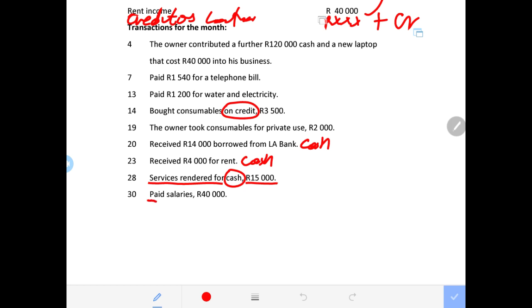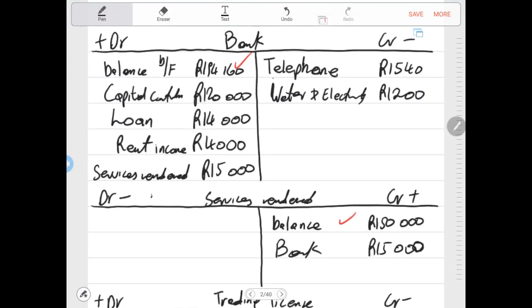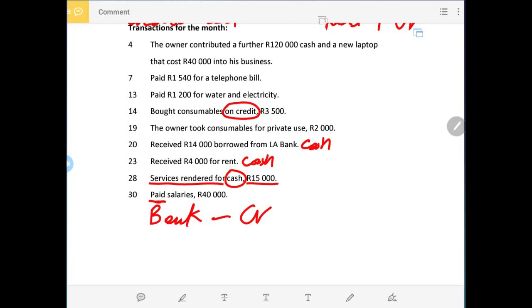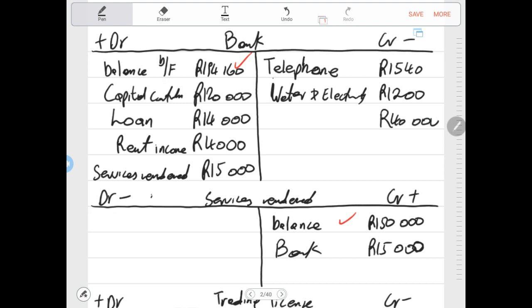Last transaction, we paid. If you pay, guys, you pay. If you pay, that means bank is decreasing on the credit side. If you pay, money must decrease. It can either say EFT to salaries and wages, or wages. EFT, remember, indicates money either going out or coming into the business. So in this case, we have paid, meaning bank must decrease, and bank is decreasing on the credit side. How much did we pay? How much were our salaries that we paid for? It is 40,000 rands.